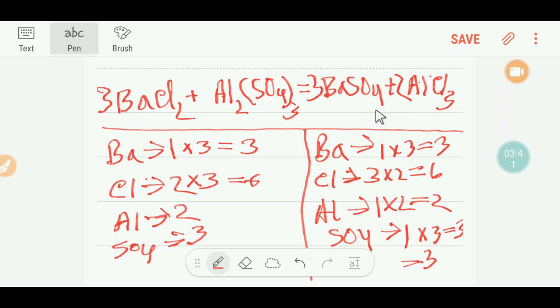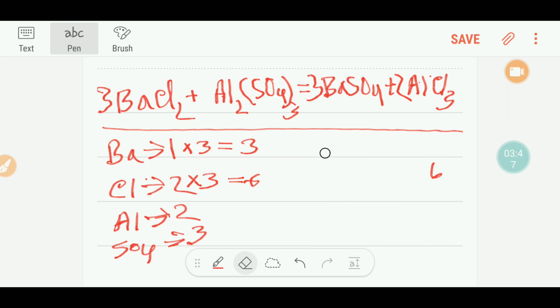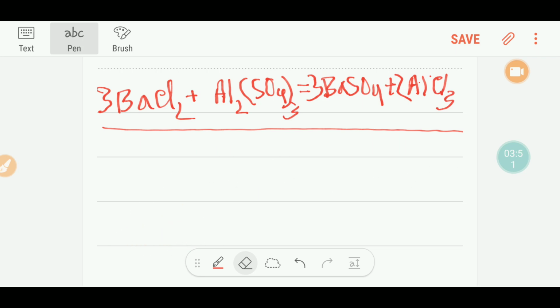Okay, so now I will show you the second way to balance this reaction so that you can easily perform it in your exam hall, right? So have patience. I would like to show you the second way.